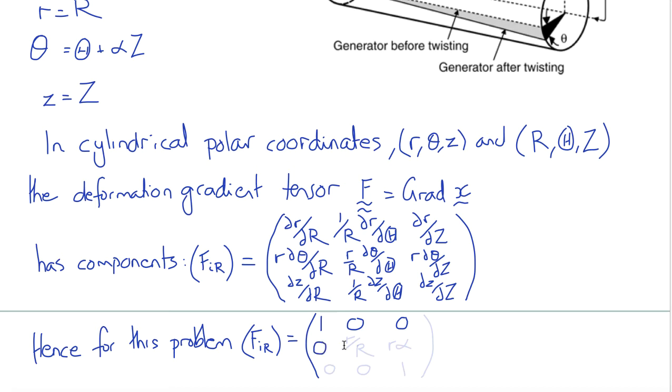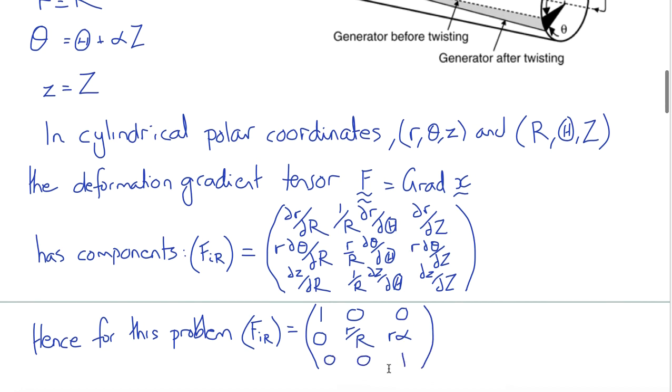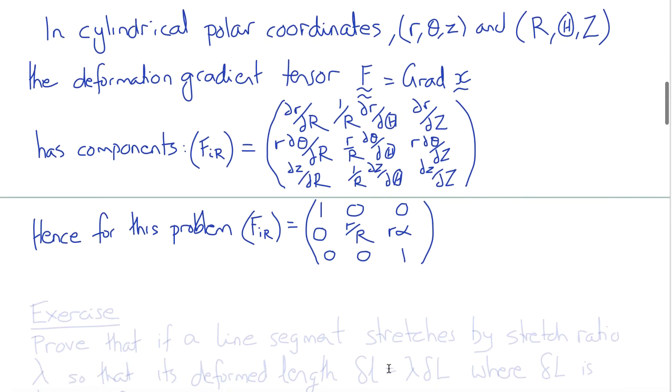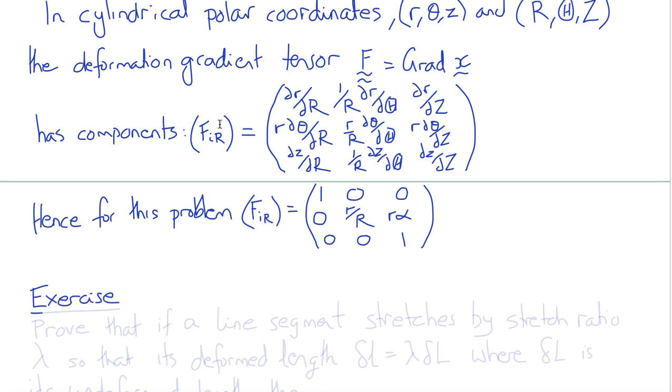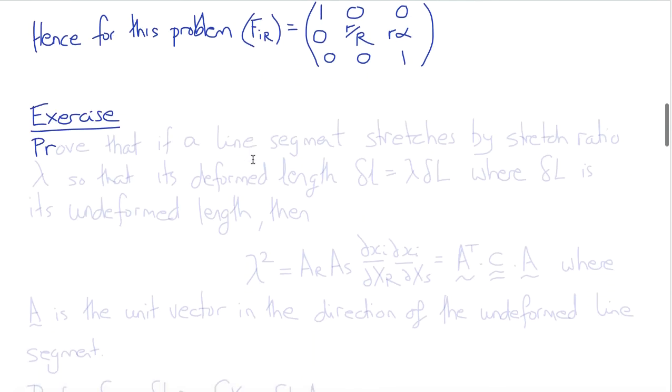Del theta del r is 0. Del theta del theta is 1, but we have an r upon r here. And then del theta del z is alpha, and there's an r here, so we get r alpha. Then del z del z is 1, and del z del r and del z del theta are 0. So now we have the deformation gradient for this problem, and we can proceed from that to compute the components of the strain tensors and the right and left Cauchy-Green deformation tensors in the same way that we did before.